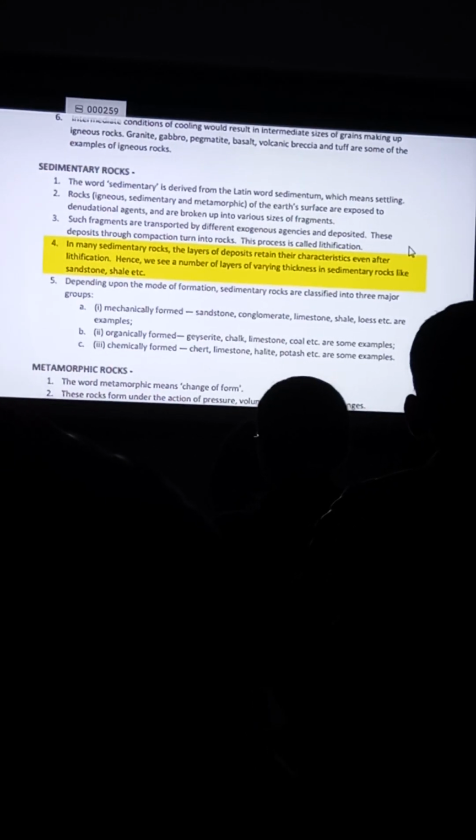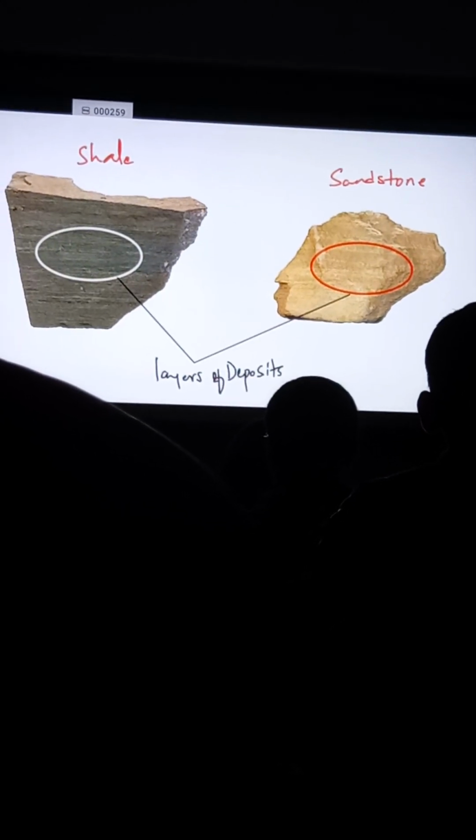In many sedimentary rocks, the layers of deposits retain their characteristics even after lithification. Hence, we see a number of layers of varying thickness in sedimentary rocks like sandstone, shale, etc. So, if you look at shale and sandstone, here it is. Notice there are line patterns.